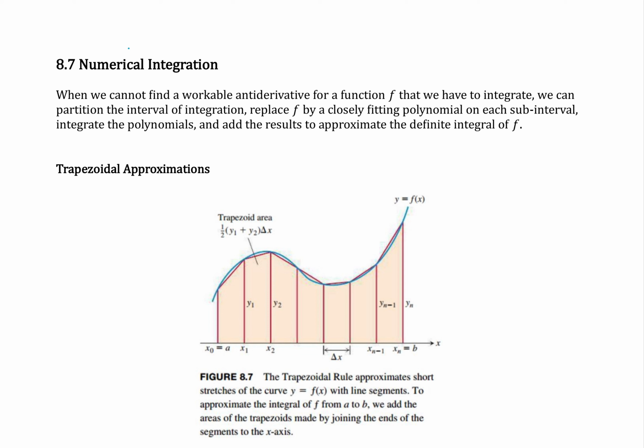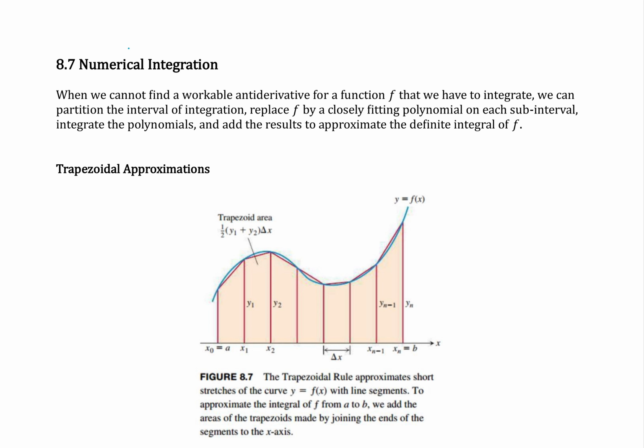For this next section, 8.7, we're going to talk about numerical integration. Sometimes it is just not possible to find some sort of a workable antiderivative for a function, so we can approximate the area under a curve. And one method is using trapezoids.